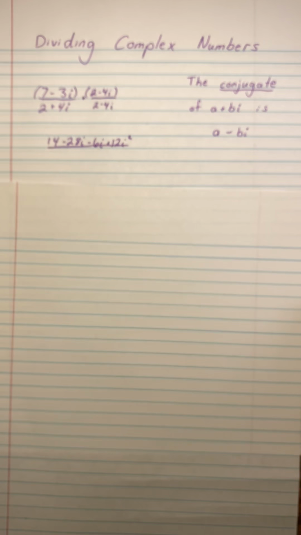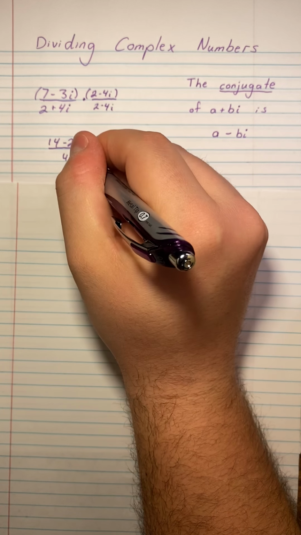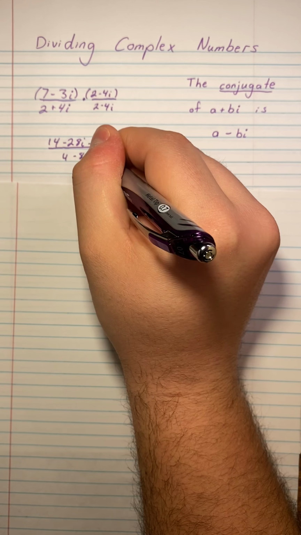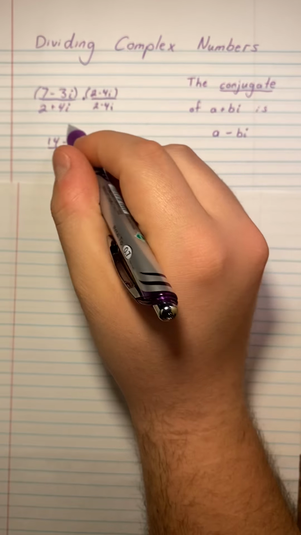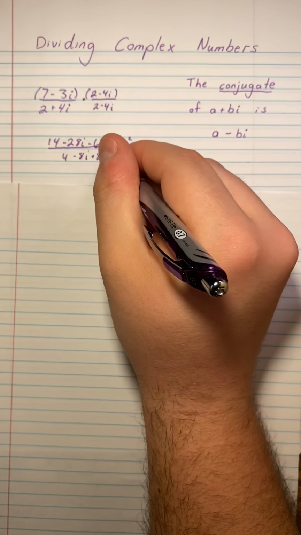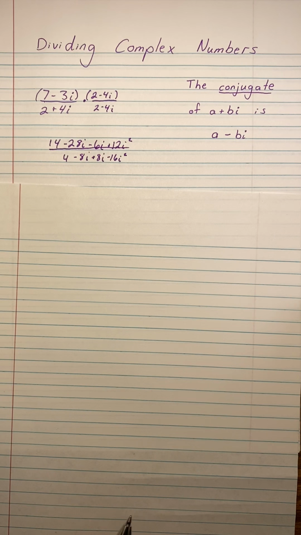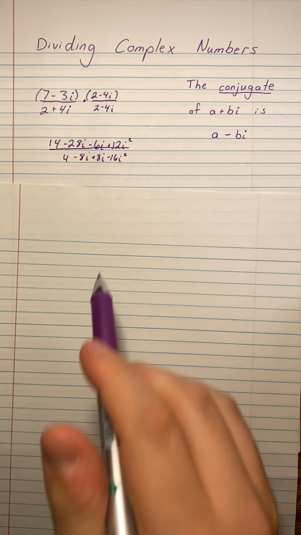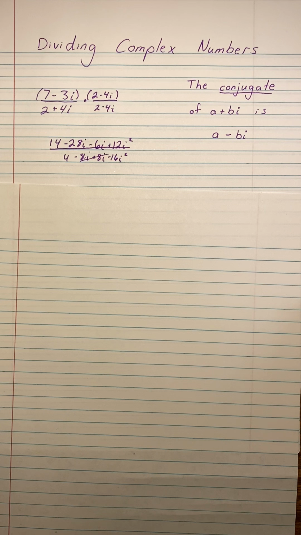When we multiply in the denominator, it should come out fairly simple. This is the nice thing about using conjugates, because 2 times 2 is 4. 2 times negative 4i is minus 8i. 4i times 2 is plus 8i. And 4i times negative 4i is minus 16i squared. So right away with the denominator, I notice minus 8i plus 8i, those are going to cancel out, and we're going to be left with no i terms here.